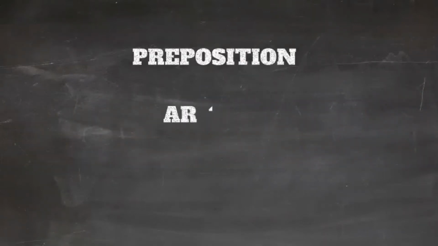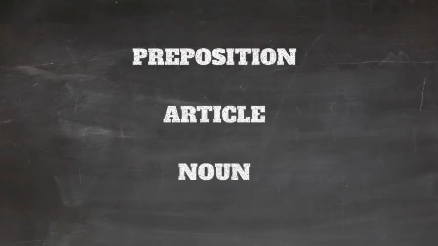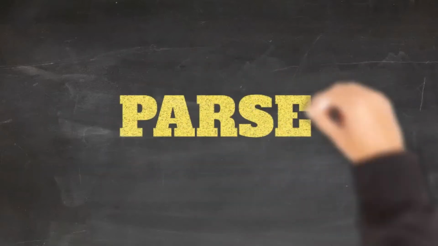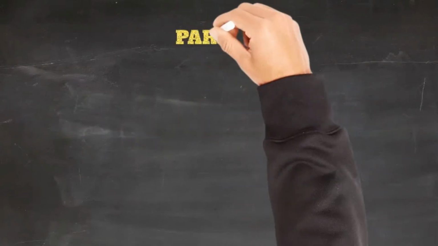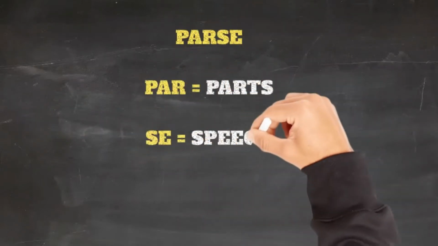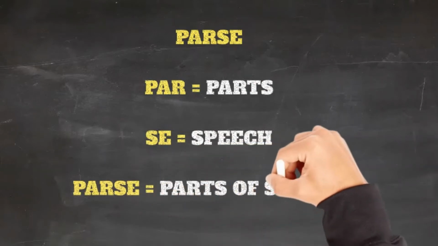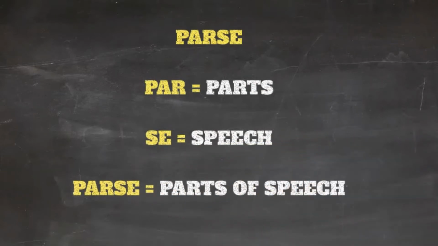For example, take the words preposition, article and noun. These three words create a negative condition of state. Let me explain. This is my introduction to parsing in this tutorial. Every syllable of a word in itself is a word. Take the word parsing. PAR equals parts and SE equals speech. Parsing equals parts of speech.